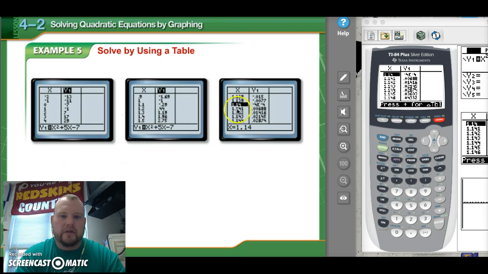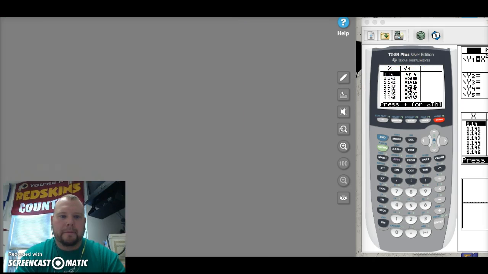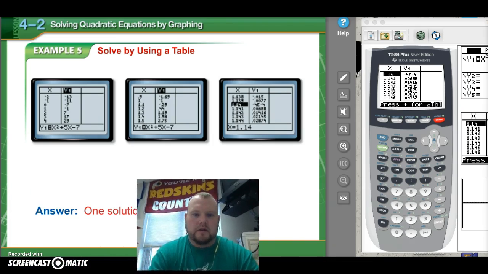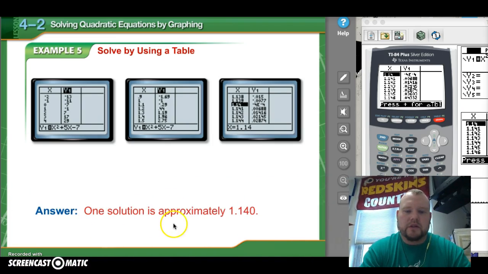Notice they have all of the things that I just went through. Pretty much same numbers. Notice how this screen matches this screen over here. Let me get my face out of the way. So they said one solution is approximately 1.140, just like what we said over here, 1.14.